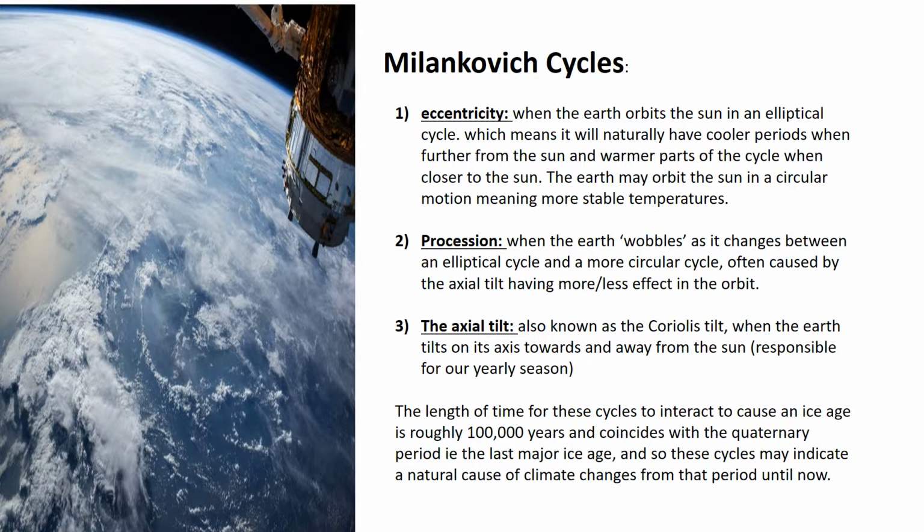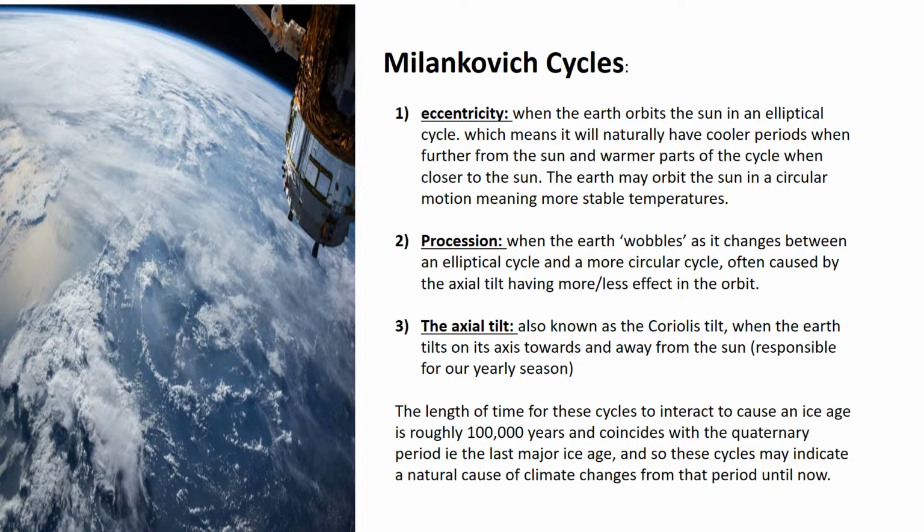Precession is the second cycle, when the Earth wobbles as it changes between the elliptical cycle and the more circular cycle, often caused by the axial tilt having more or less effect on that orbit. Therefore, the axial tilt, also known as the Coriolis tilt, when the Earth tilts on its axis towards and then away from the Sun, will have an impact on these cycles. The axial tilt, known as the Coriolis tilt, also is responsible for our yearly seasons.